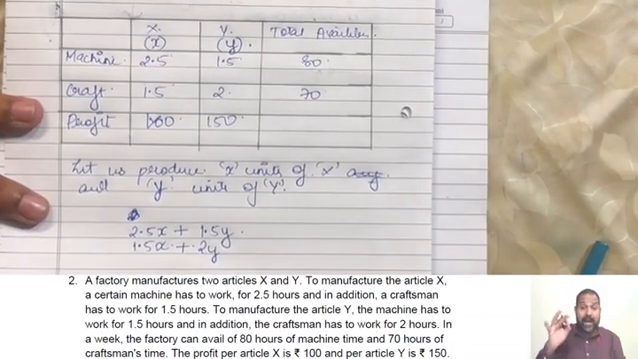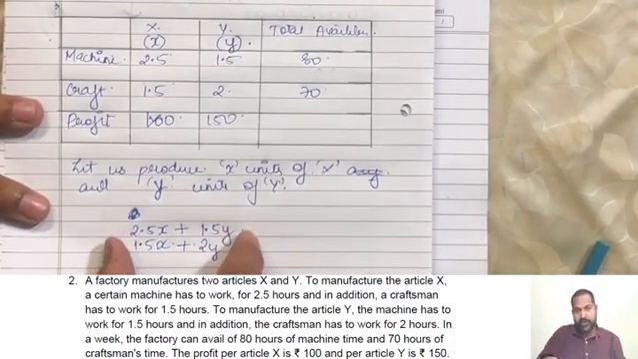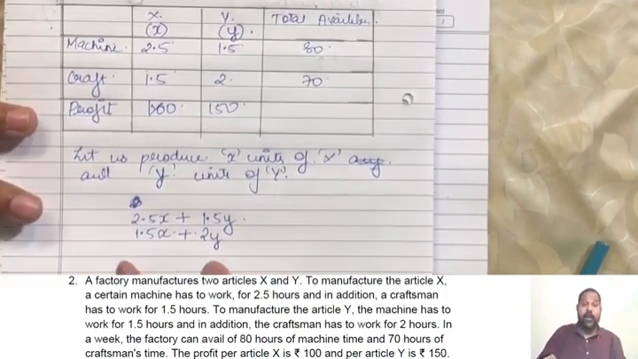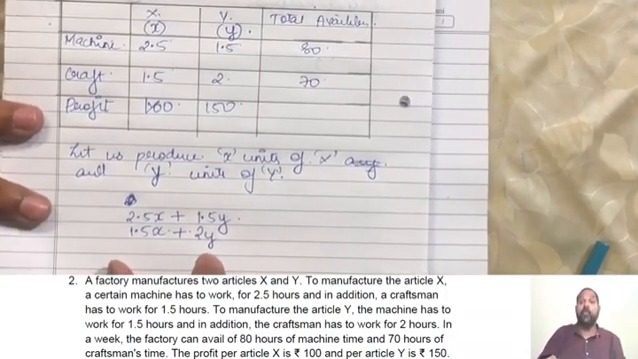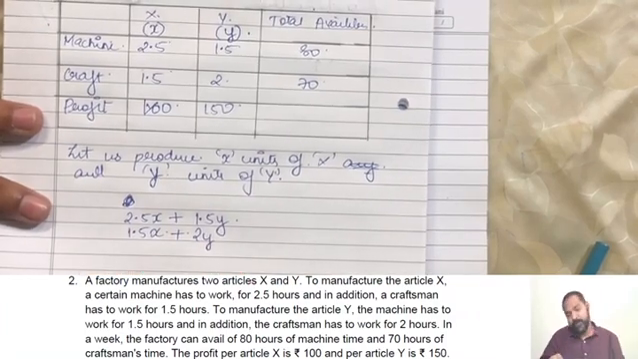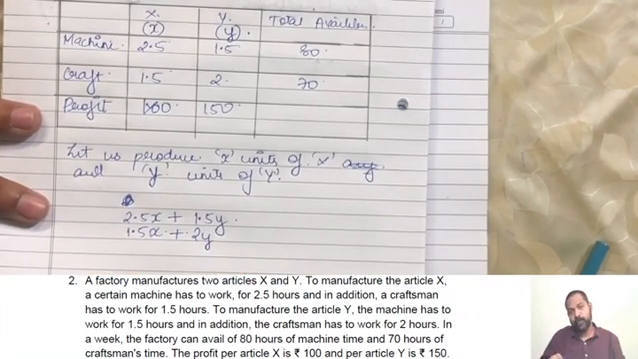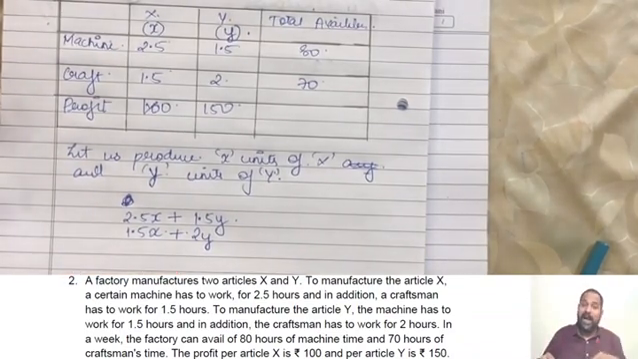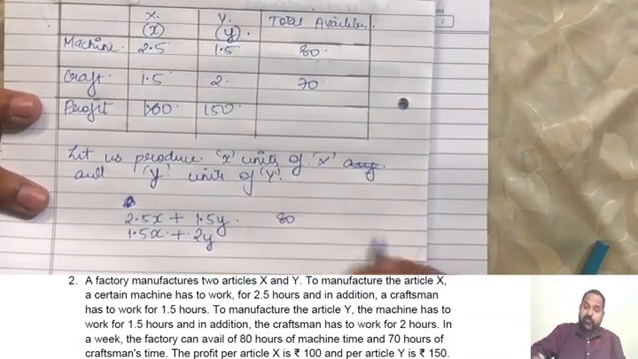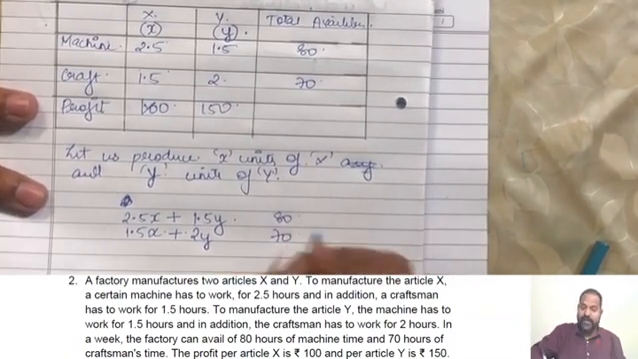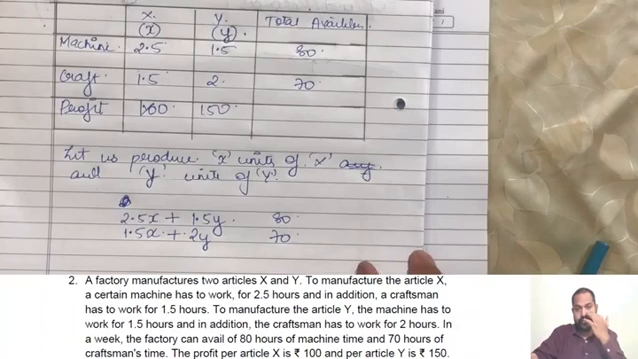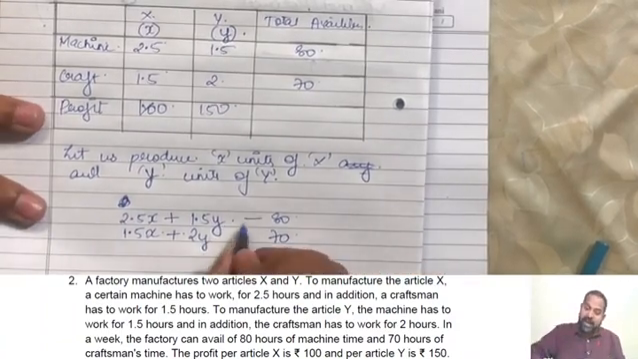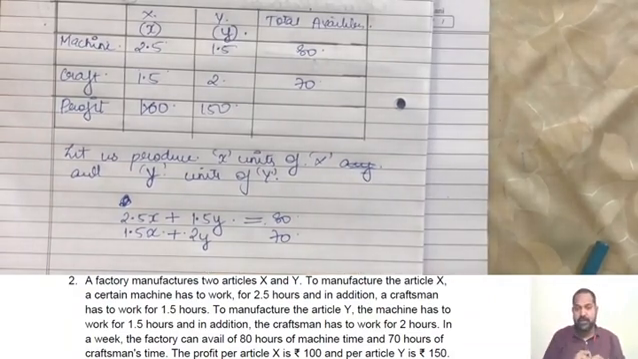So the total time I require on the machine for production is 2.5X plus 1.5Y, and the total time I require for the craftsman is 1.5X plus 2Y. But the problem is, I don't have ample available. I have only 80 hours of machine time and 70 hours of craftsman time. Okay. Which means if I have 80 hours, I have to use the 80 hours?